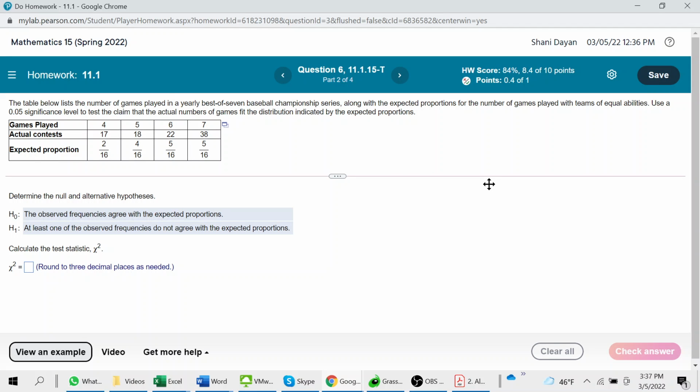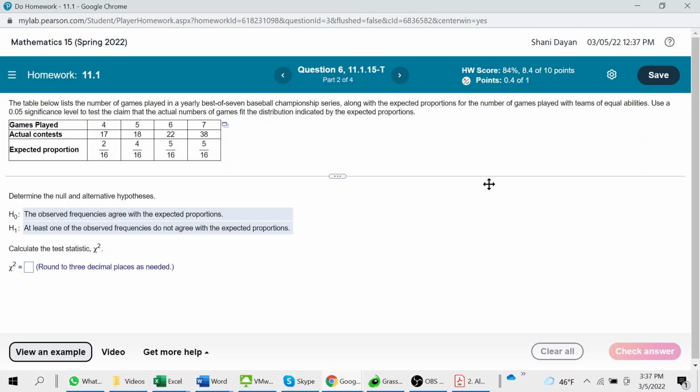Okay, back to this. So the actual counts are 17, 18, 22, 38. The total amount is 95. All right, 95 times 2 over 16. Okay, 95 times 4 over 16. 95 times 5 over 16. And 95 times 5 over 16 again. That's all going to the expected values.